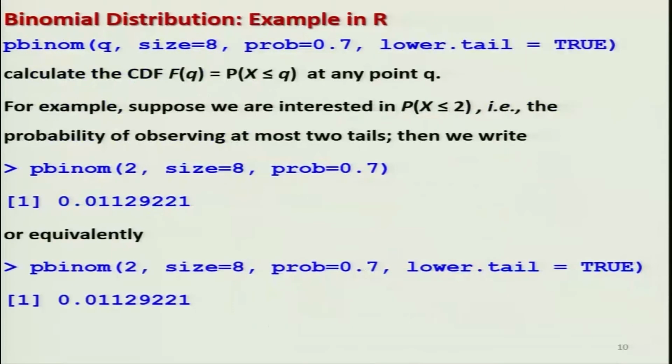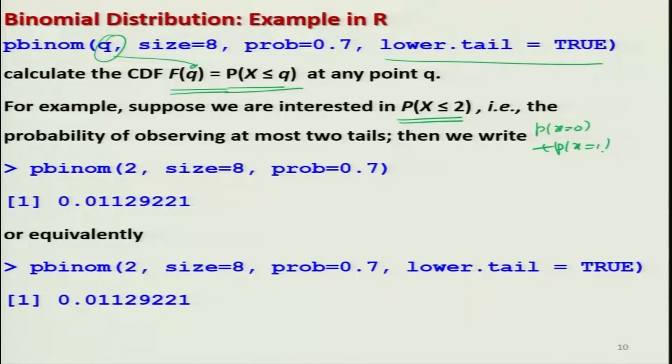Now I try to illustrate the use of pbinom. This pbinom computes the CDF, which is F(q), the probability that X is less than or equal to q. This q is given here. You can have the option lower.tail equal to TRUE or FALSE depending on your need. For example, suppose in the same example we are interested in the probability that X is less than or equal to 2. That means X takes the value 0, 1 and 2, and this is going to be the probability at X equal to 0 plus the probability of X equal to 1 plus the probability that X equal to 2.